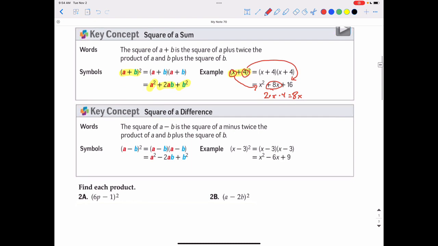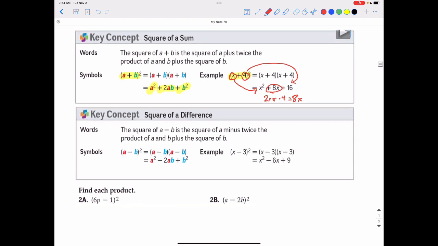Works the same way with subtraction. So, for example, if we have x minus 3 squared, then that's going to be the same thing as taking x squared. So square the first term, 2 times the terms multiplied together. So that would be 2 times x times negative 3. And that would equal the negative 6x right there.